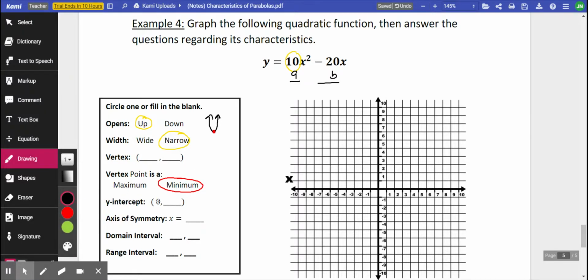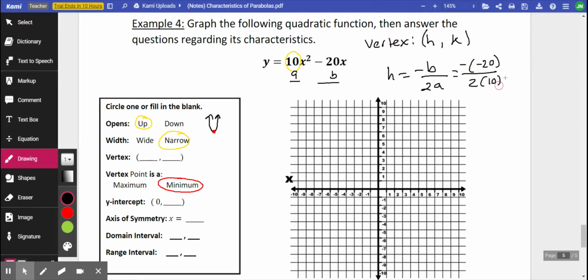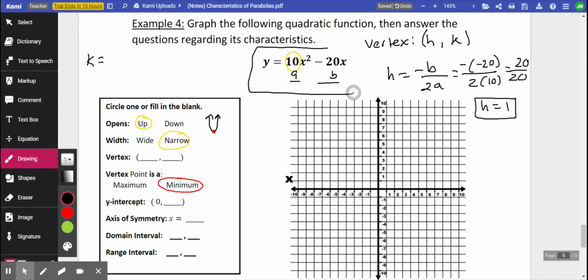So let's start with the vertex in no particular order. The vertex is the point h, k. Again, same process: h equals opposite of b divided by 2 times a. Opposite of b will be opposite of -20, divided by 2 times a, which is 2 times 10. This will give me 20 on top, 20 on the bottom, which means that h is equal to the number 1. If I want to find k, I'm going to do this on the opposite side, so there's space. Same exact process. I'm going to be plugging it into this specific formula, the one that we're working with at the moment.